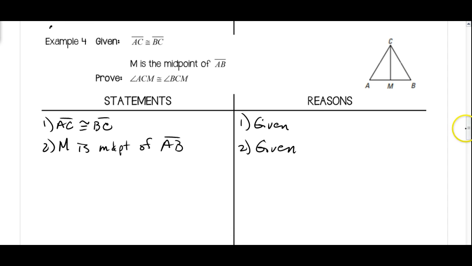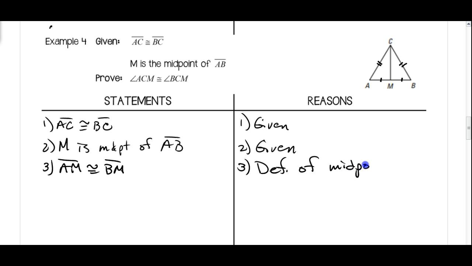Again, pause if you need to write down the given information. I've got AC congruent to BC, and I know that M is the midpoint, so that I know that AM and BM will be congruent. So let's go ahead and write that. AM congruent to BM, and that's definition of midpoint. We know that a midpoint divides a segment into 2 congruent segments.